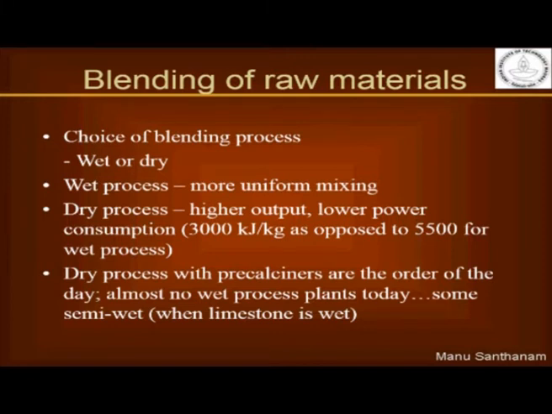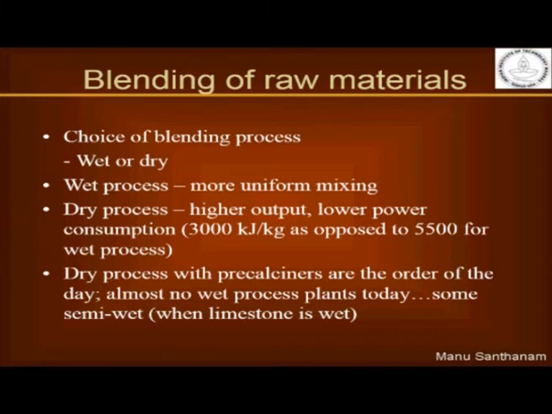Okay. So while the wet process gives you better mixing, the dry process gives you much higher output and lower power consumption. Just to give you numbers, the power consumption in dry process is only 3000 kilojoules per kilogram, as opposed to the wet process where it is 5500. Please remember, the bulk of that energy is simply going off to drive the water away, and only the remaining part is used to actually fuse the clinker and get the right compounds inside the rotary kiln.